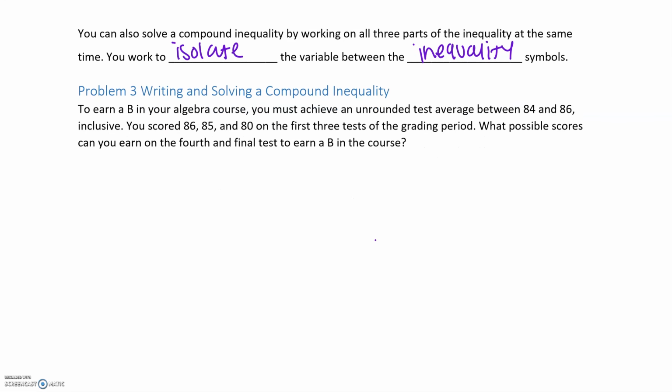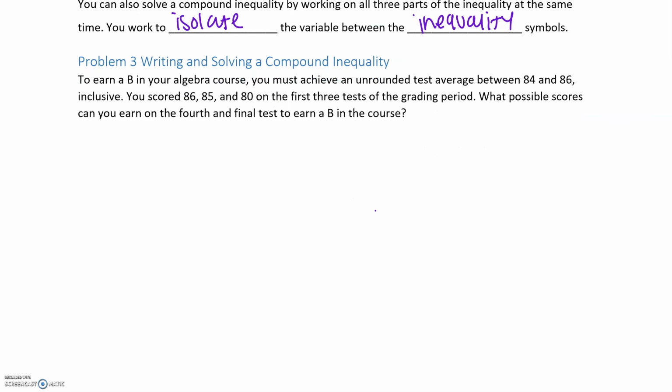Okay, so now we're going to go through some word problems. To earn a B in your algebra class, you must achieve an unrounded test average between 84 and 86 inclusively. You scored an 86, 85, and 80 on your first three tests of the grading period. What possible score can you earn on your fourth and final test to earn a B in the course?